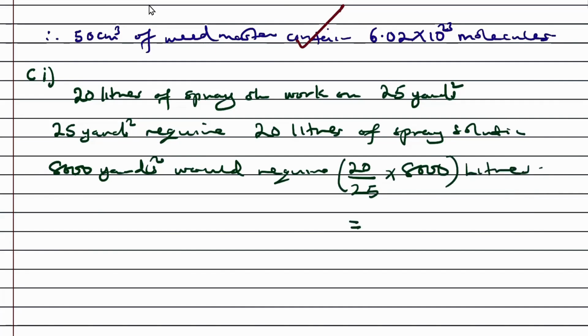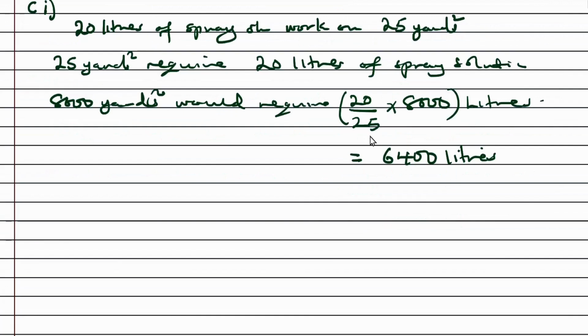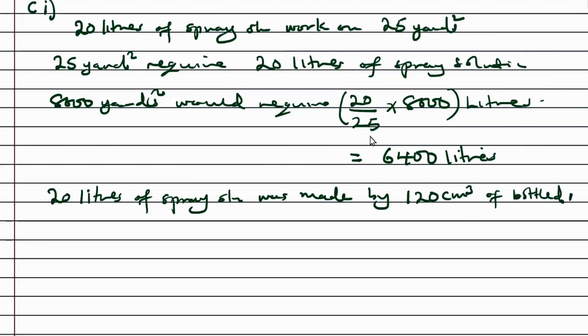When I press the calculator, I'm getting the value to be 6,400 liters. So these are now the number of liters of the Cypre solution required to Cypre the 8,000 square yards. But remember, they want us to get the volume of the bottled Weedmaster required to make the Cypre solution of this volume. So that means here we have to proceed and say that still 20 liters of our Cypre solution was made by using the 120 cubic centimeters of bottled Weedmaster.